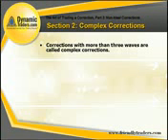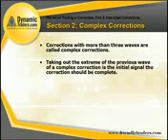One of the key factors about complex corrections is that taking out the extreme of the previous wave of a complex correction is the initial signal the correction should be complete. Let's go ahead and look at an example.